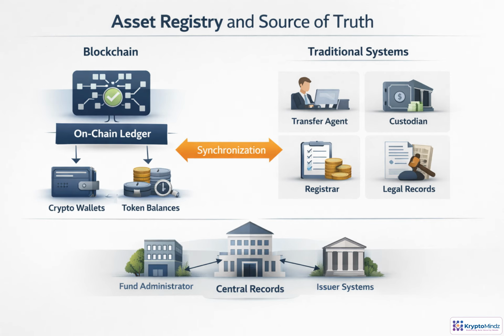The key architecture question is, which system actually proves ownership? In some designs, the blockchain ledger is authoritative, so token balances are the legal record. In many regulated markets, the chain is only a synchronized view of records maintained by transfer agents, registrars, custodians, or fund administrators. That choice affects wallet design, account structures, and dispute handling. Whenever ownership exists in more than one place, reconciliation controls become part of the core architecture.